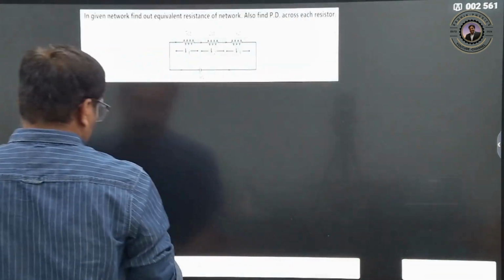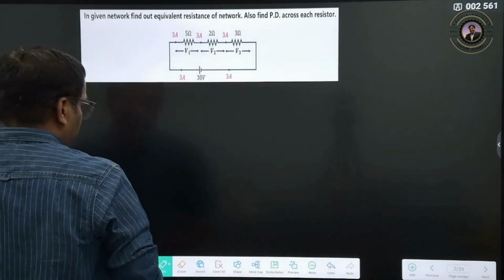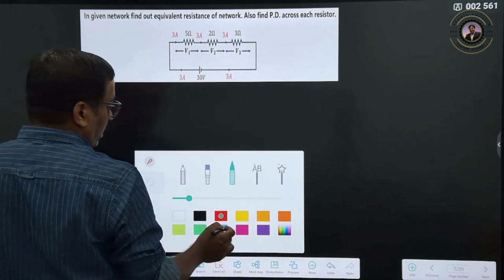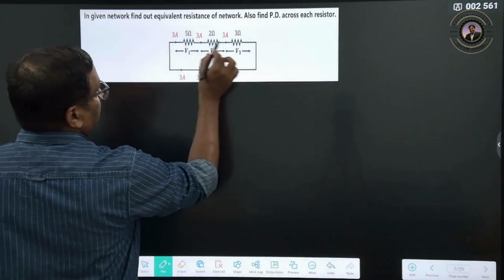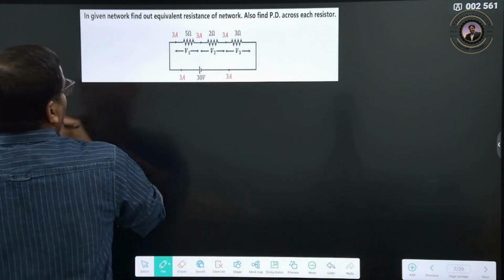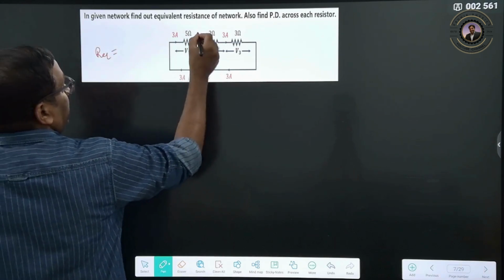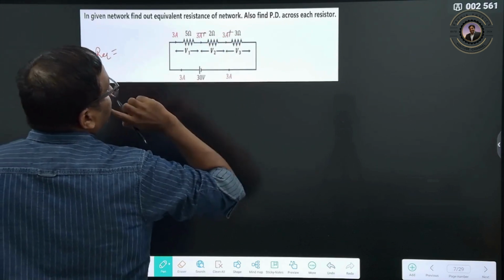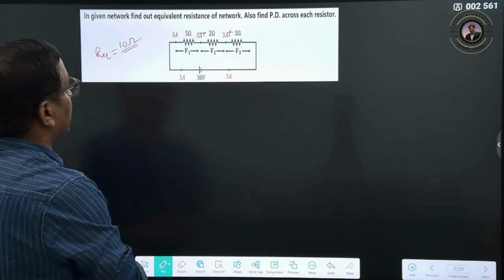So the first two questions are simple, I gave very simple ones. In a given circuit, find the equivalent resistance. See here, find the equivalent. How to calculate the equivalent now? Very simple. By seeing itself you can understand they are connected in series. R equivalent is nothing but 3 plus 2 plus 5, therefore it is 10 ohms. Equivalent resistance is nothing but 10 ohms.